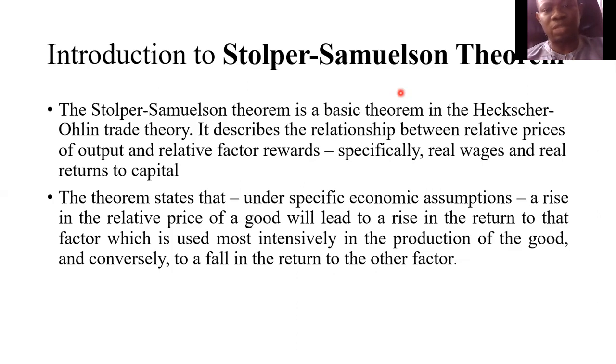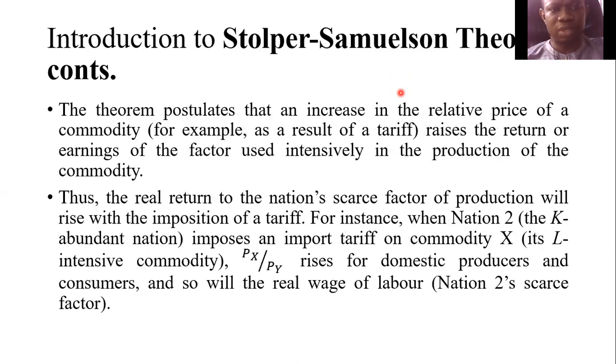The theorem states that under specific economic assumptions, there are several assumptions, like any other theory, underlying this theory, a rise in the relative price of a good will lead to a rise in the return to that factor which is used most intensively in the production of that good, and conversely, a fall in the return to the other factor. And when all of this happens, what happens to the other factors and to the other commodity? It falls. The return to the other factor falls, and the economy is not likely to be inclined to continue production in that line of business.